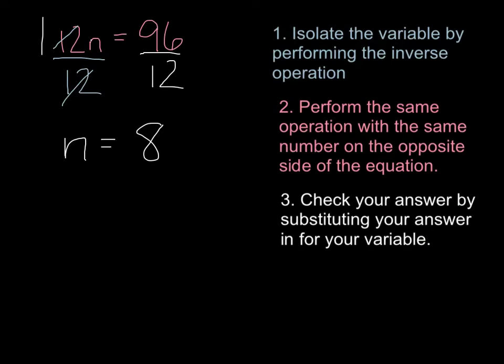Finally, what you can do to make sure you are right is to substitute your answer, which in this case is 8, in for n of our original equation. So we can write 12 times 8 and see if we get 96. And in this case, since this was a fairly simple multiplication problem, we do get 96 when we multiply 12 times 8.